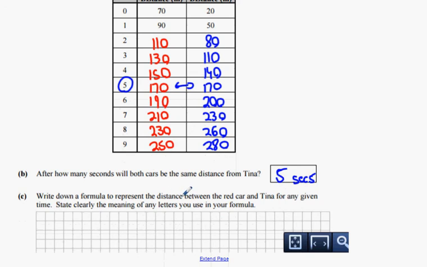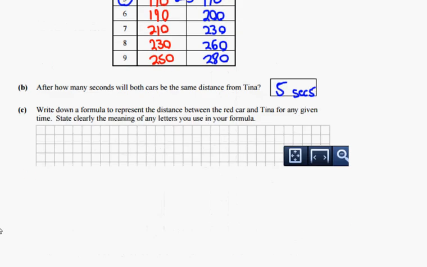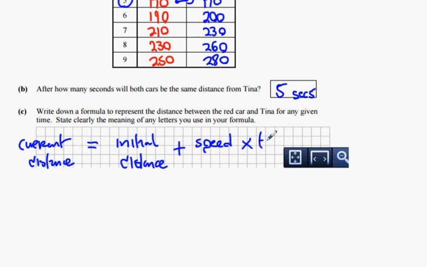Write down a formula to represent the distance between the red car and Tina for any given time. Clearly state what the meaning of each letter is that you use in the formula. So we call D equals, we're going to do this using our initial language, okay? So our initial language is at time 0, the red car is 70 meters away. So current distance away equals your initial distance plus your speed multiplied by time, because speed multiplied by time is how much extra distance you traveled.